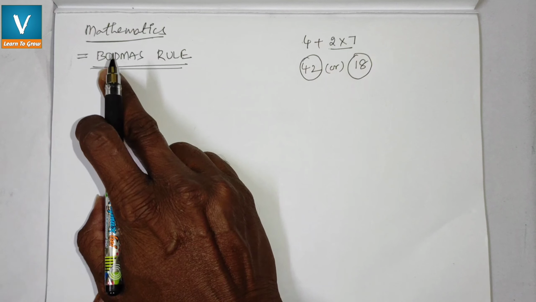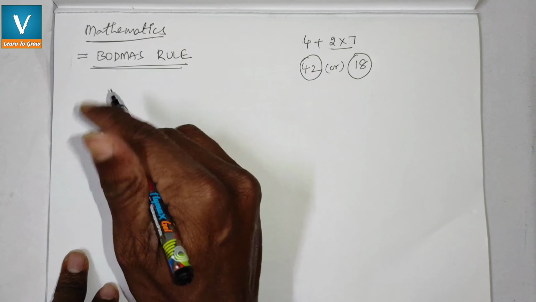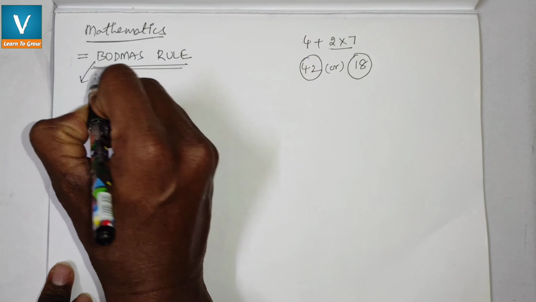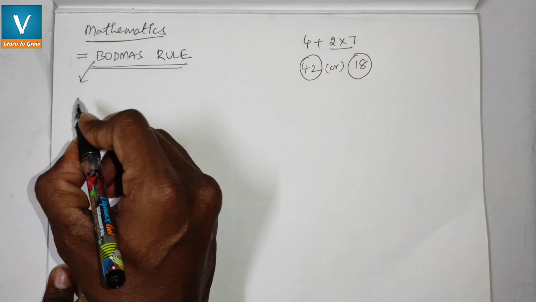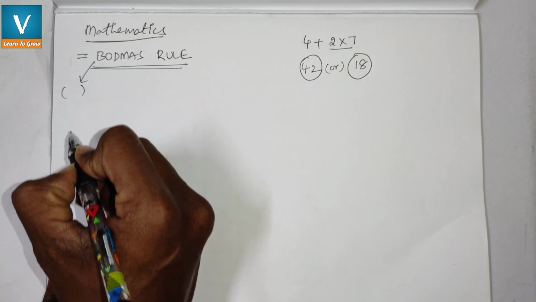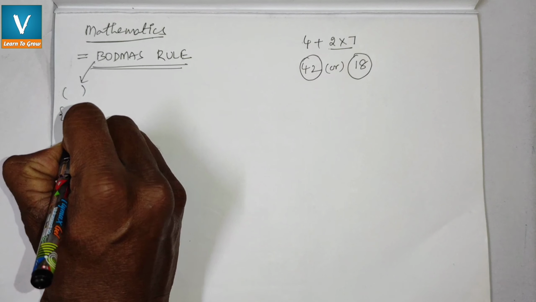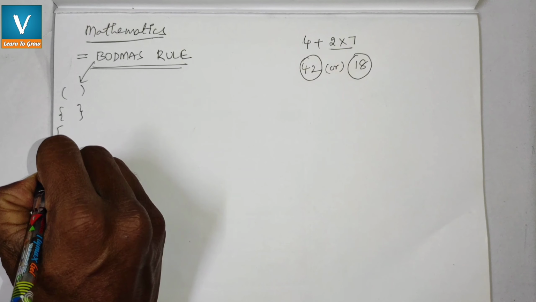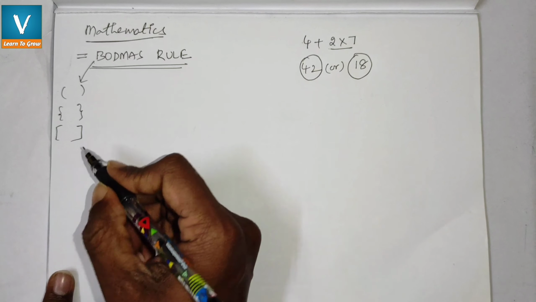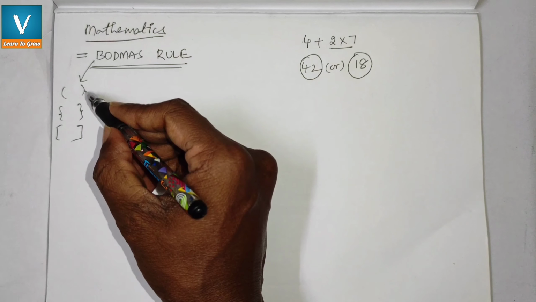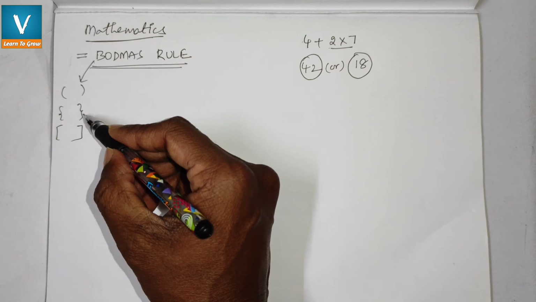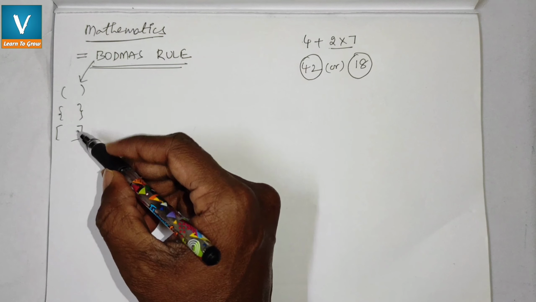We'll see what BODMAS stands for first. Here B stands for brackets. Brackets are also of three types: simple brackets, curly brackets, and square brackets. Whatever question is given, we have to perform the simple brackets first, then curly brackets, then square brackets.